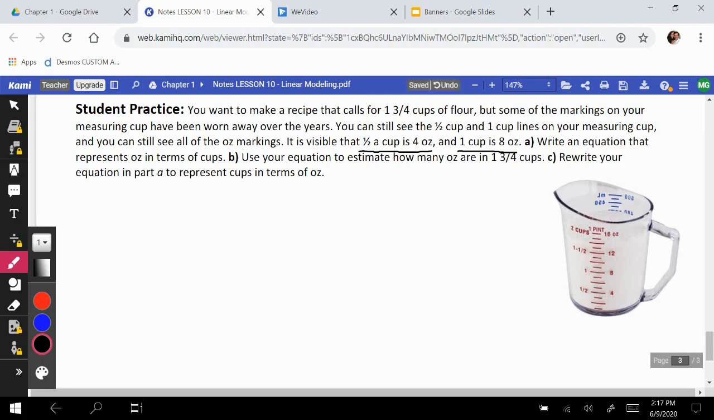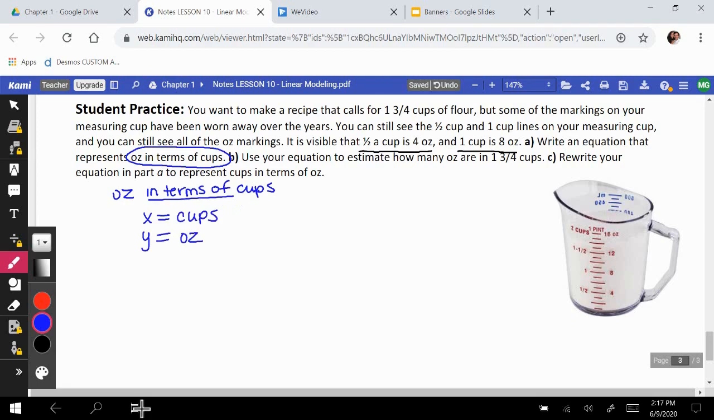Write an equation that represents ounces in terms of cups. So this wording is weird, which is why I want to go over this. Ounces in terms of cups. That wording is just so strange. When you see that, what that means is that my input, or my x value, is going to be cups, and they want that to determine the number of ounces for your output.